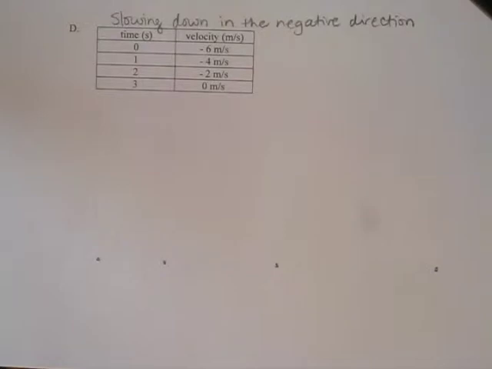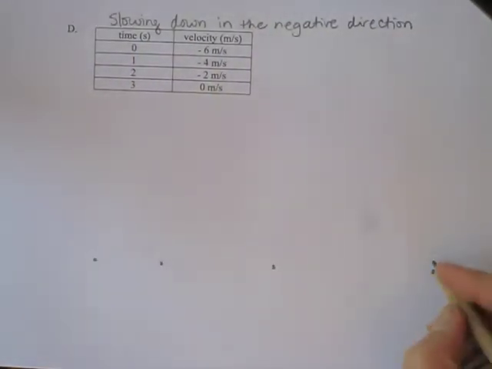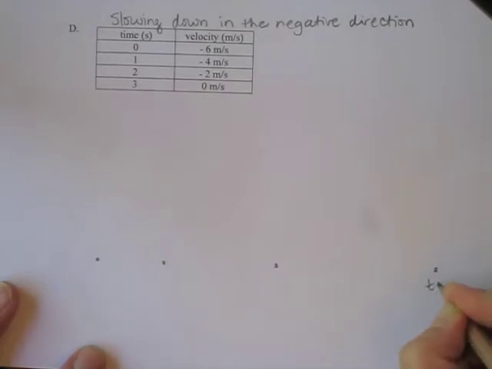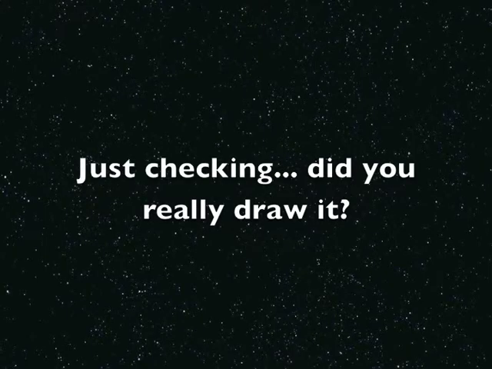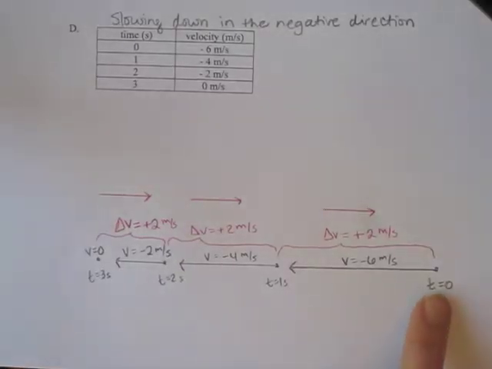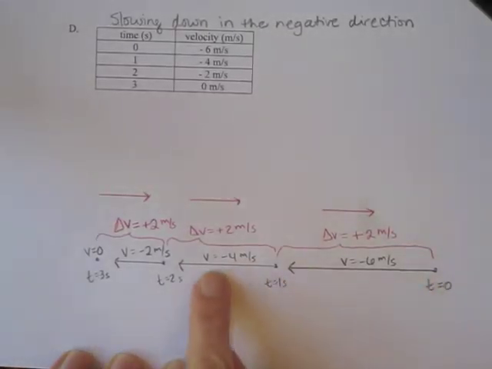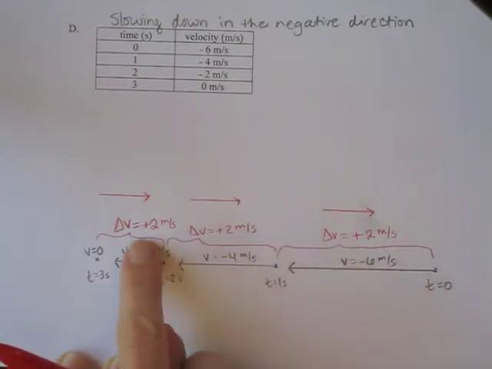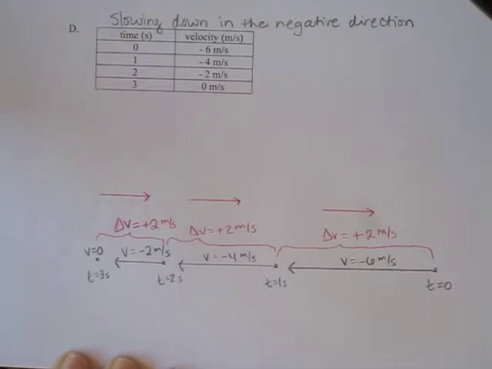Go ahead and draw your motion map and your change in velocity vectors and your acceleration vector. And we should just mention if it's slowing down in the negative direction, the initial time will be here. So check your motion map. We can see it's slowing down as these velocity vectors are getting shorter. And the change in velocity is +2 meters per second each second.